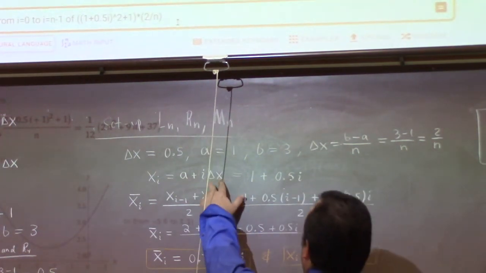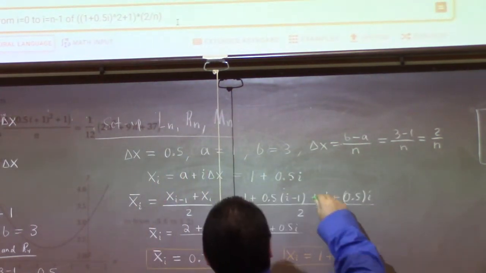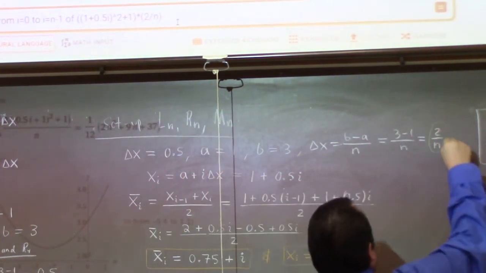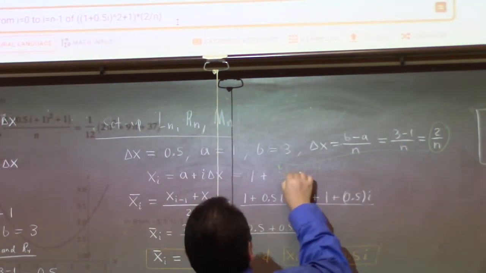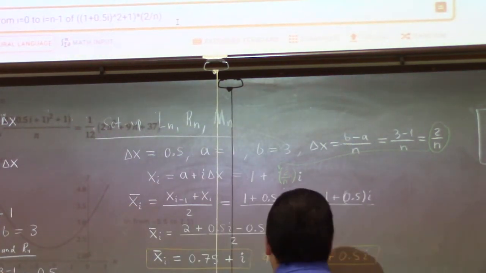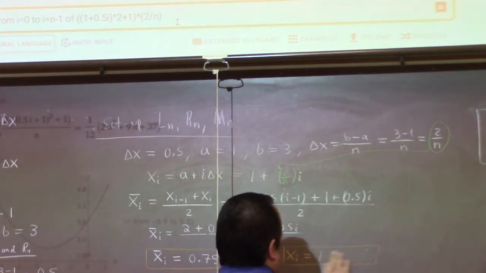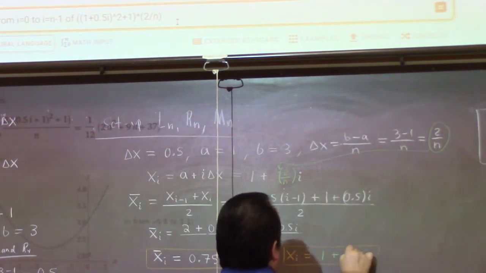I put delta x is 0.5 here. How, come on, no, dummy. Delta x is supposed to be 2 over n. 2 over n. My bad. Goodness gracious. So x sub i was supposed to be 1 plus 2i over n.